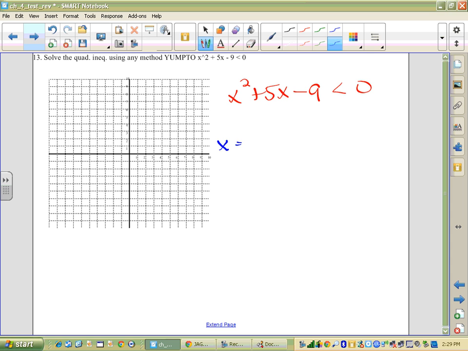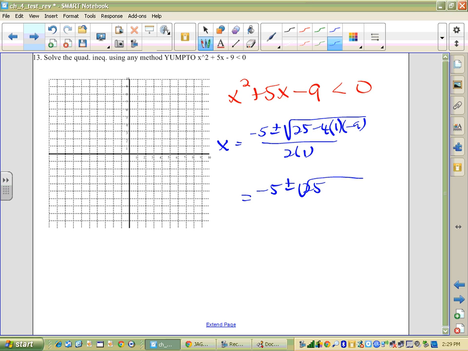x equals negative 5 plus or minus the square root of 25 minus 4 times 1 times minus 9, all over 2 times 1. So that's negative 5 plus or minus the square root of 25 plus 36 over 2. So that's negative 5 plus or minus the square root of 61 all over 2. Those are my critical values.